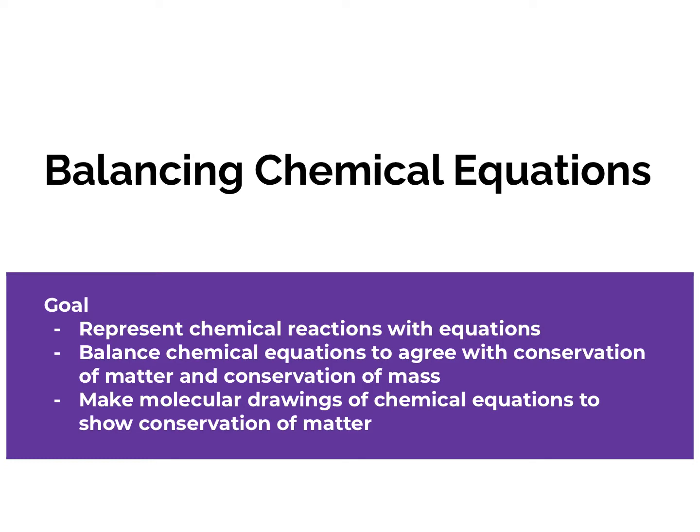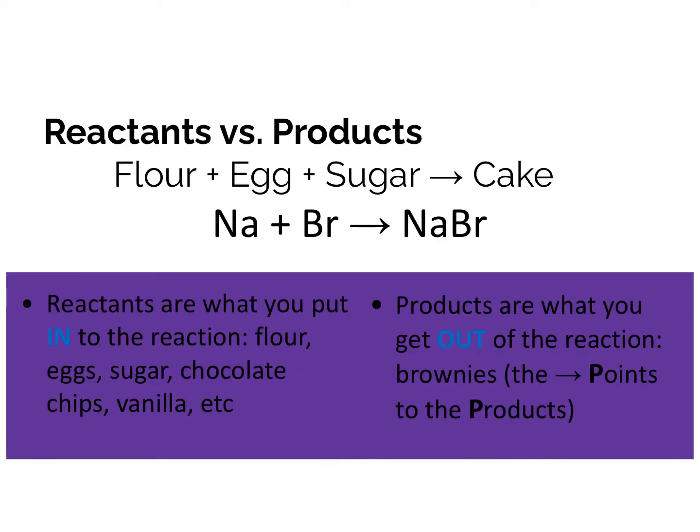All right, everyone, we are starting with Learning Target 4-1, which is balancing chemical equations. And here are all of our sub-learning goals, all the things you should be able to do by the end of this learning goal.